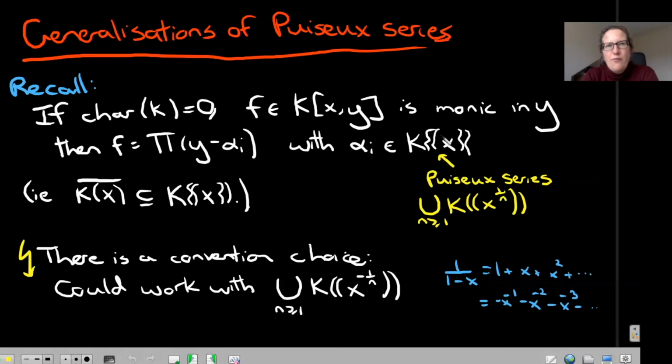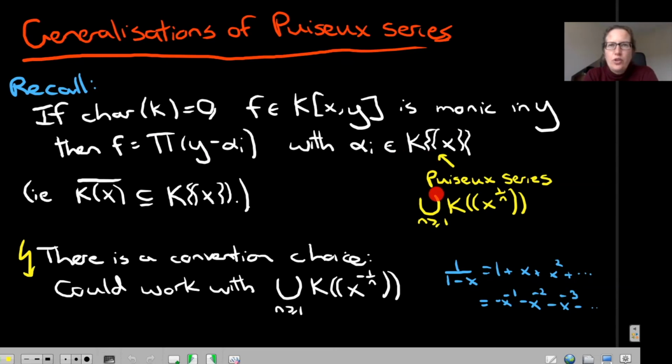I can always use the Puiseux series as a vector. So the algebraic closure of rational functions in one variable is contained in the field of Puiseux series as long as k has characteristic 0. So another way of saying that is if f is monic in y, f being a polynomial in 2 variables, then if I factor f, I could always factor f as the product of y minus alpha i, where the alpha i are Puiseux series.